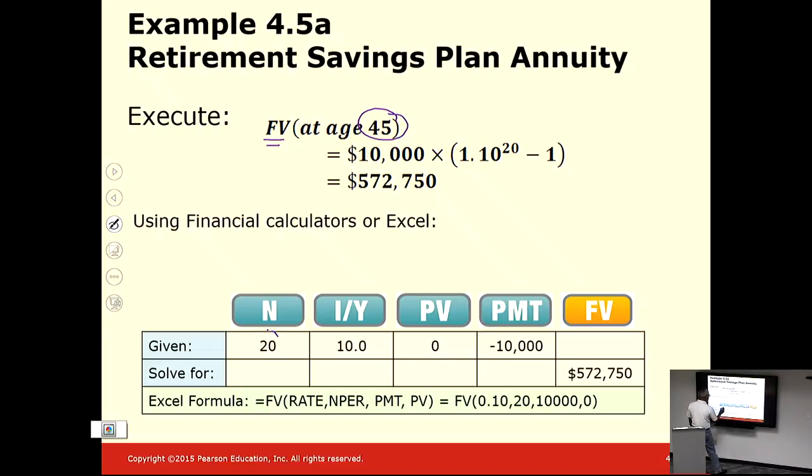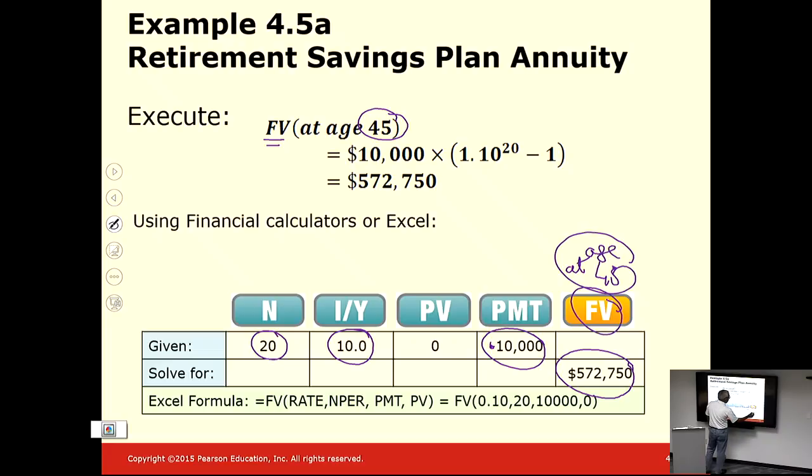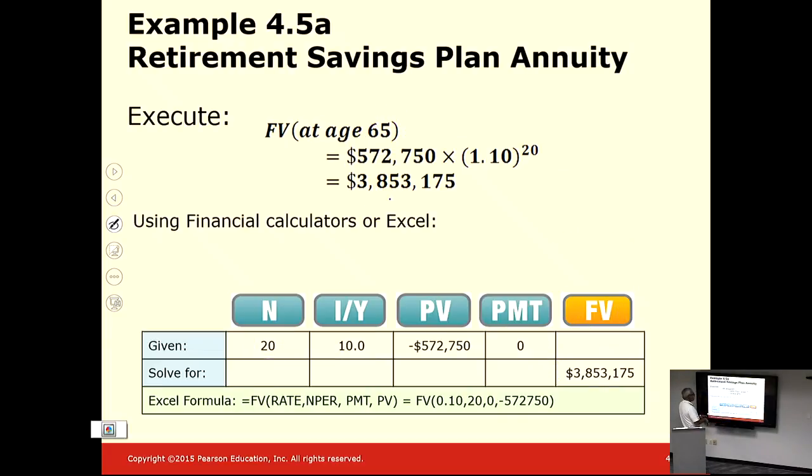So all I have done, I've entered N as 20, IY as 10. Again, I don't need to enter that as a negative. 10,000 as my payment. And my future value, this is at age 45. At age 45, I have $572,750 in my account. Now that $572,750 is now going to grow.